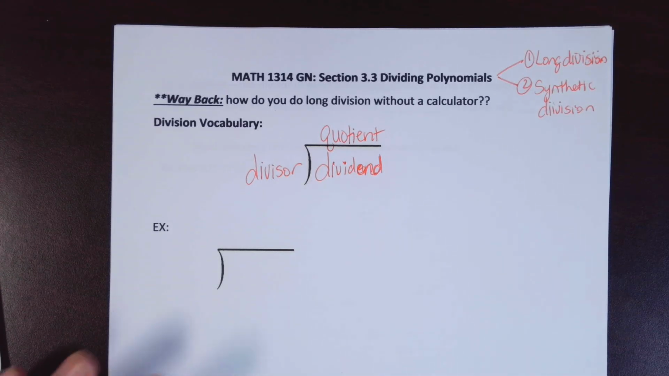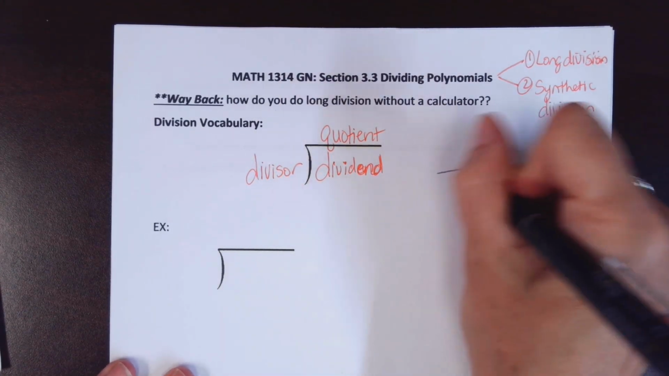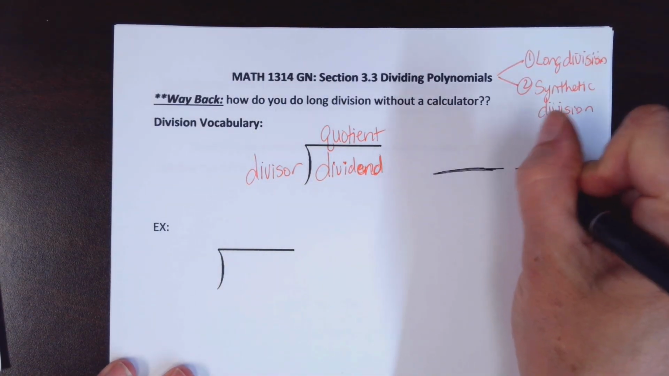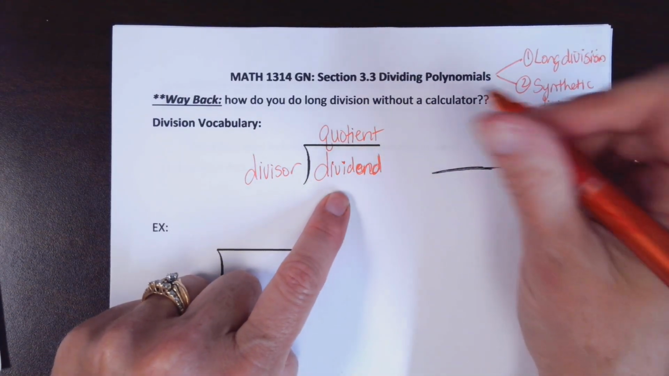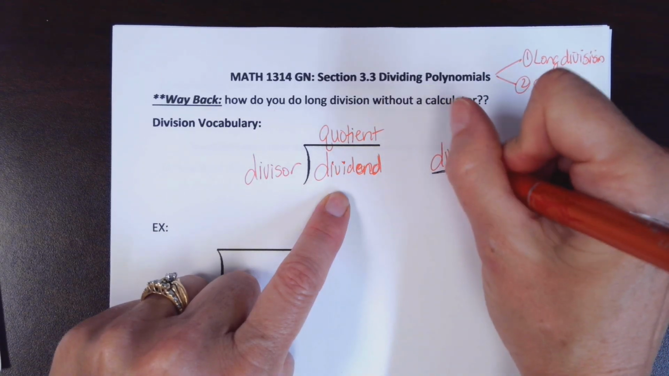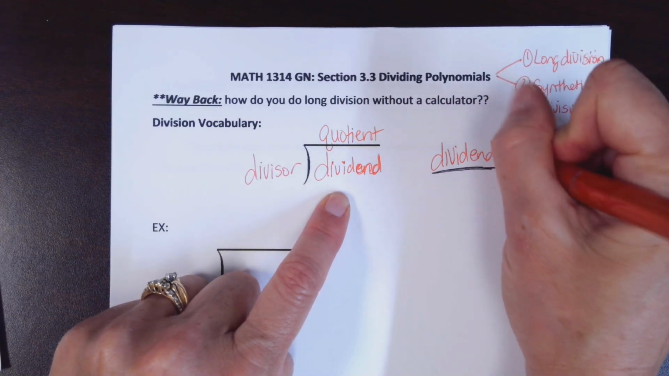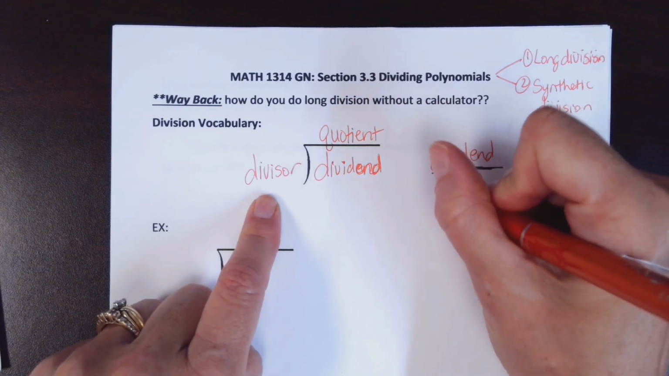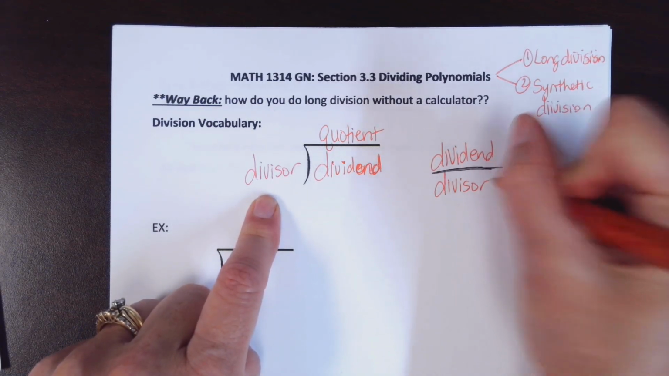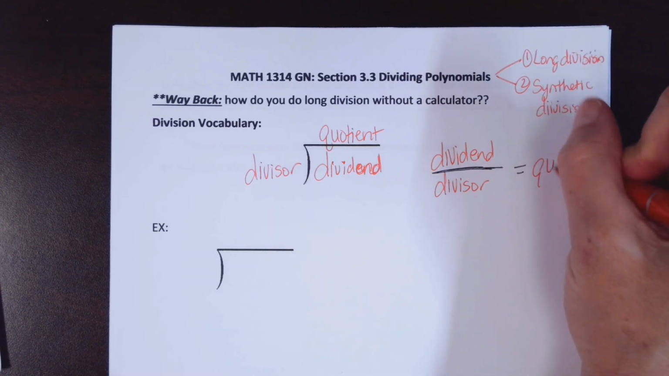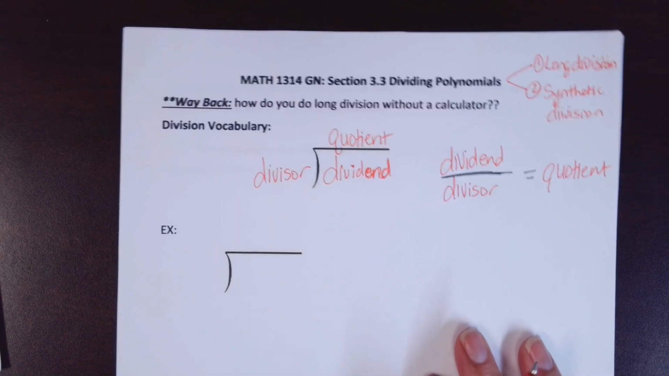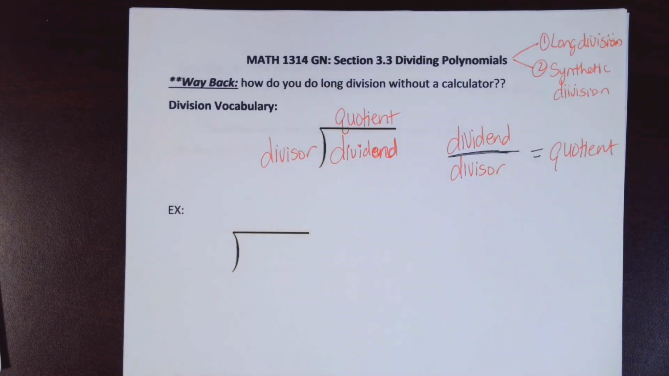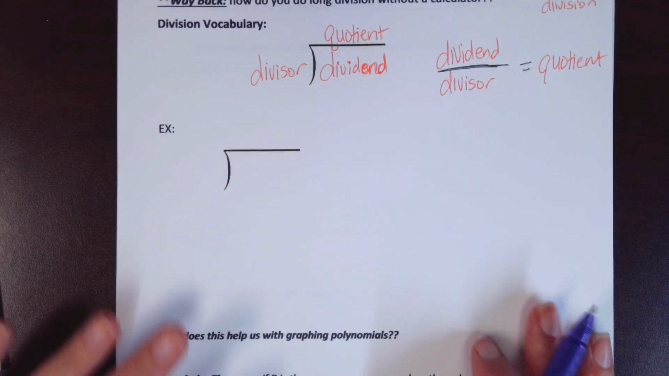Now, typically we do division problems as a fraction in algebra, and when we do, that dividend, what we are dividing, goes on top in our numerator. Our divisor is our denominator, it's what we are dividing by, and our quotient again is the answer. So there's our vocabulary for division. Let's do a long division problem, just with numbers, so that we remind ourselves of the steps that we go through.